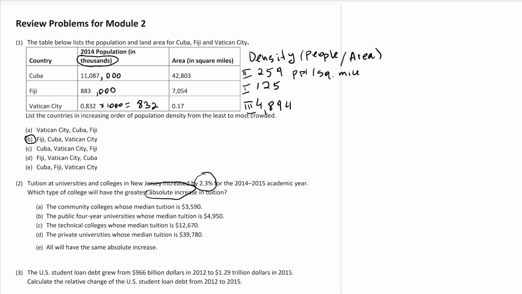You can go ahead and calculate the absolute increase by finding 2.3% of each of the following numbers, because it's talking about a median tuition. But you can also think logically that 2.3% of the largest tuition value will produce the largest absolute change. So therefore, private universities are the ones that will undergo the largest absolute dollar increase.